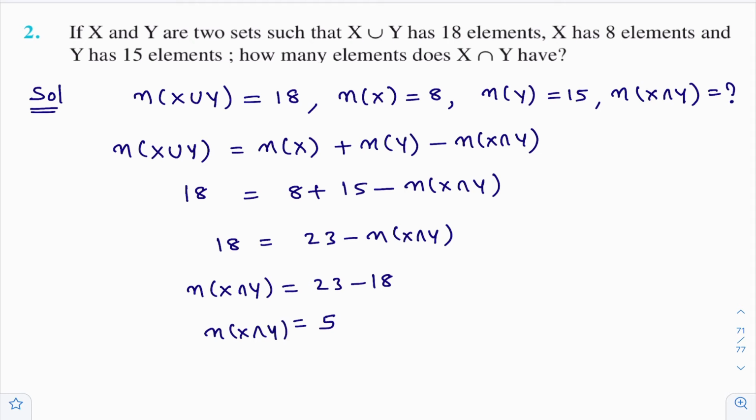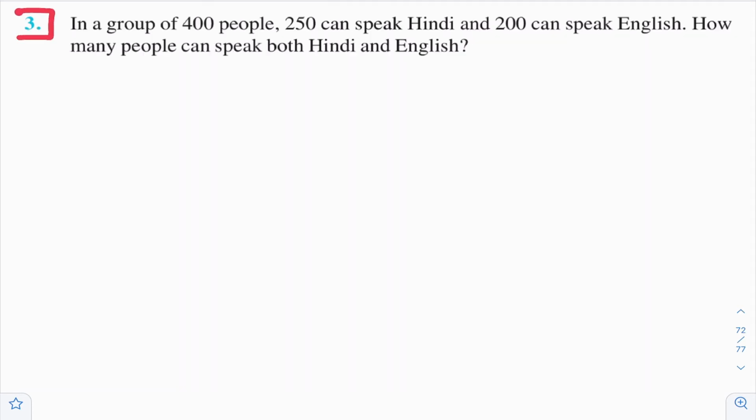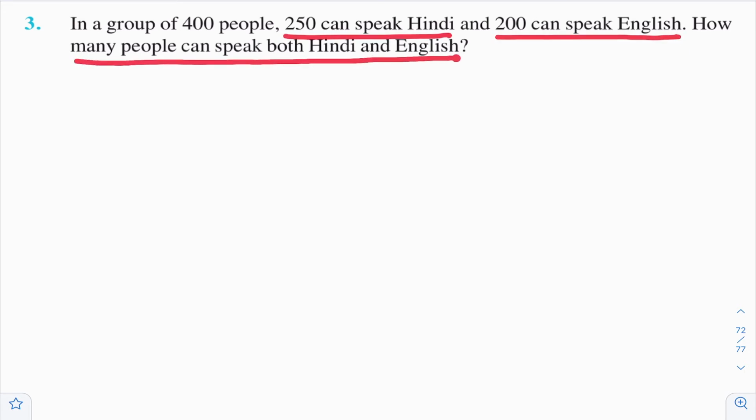I hope you understand this. Observe this third question, what they are asking. In a group of 400 people, 250 can speak Hindi and 200 can speak English. How many people can speak both Hindi and English?